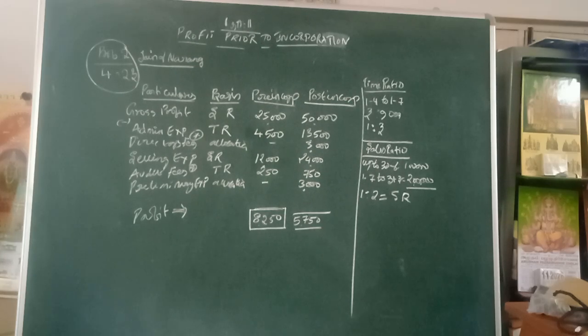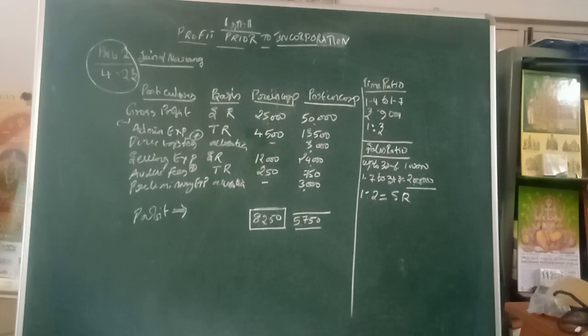And another one is the sales. The total sales given in the question is 3 lakhs, and up to 30th June it is 1 lakh rupees. So total sales is 3 lakhs, and up to 30th, that means the pre-incorporation period, the given sale is 1 lakh rupees. The remaining sales is the post-incorporation period, that comes to 2 lakh rupees. So we have to take the sales ratio as 1 is to 2, and the time ratio is taken as 3 months and 9 months, so 1 is to 3.